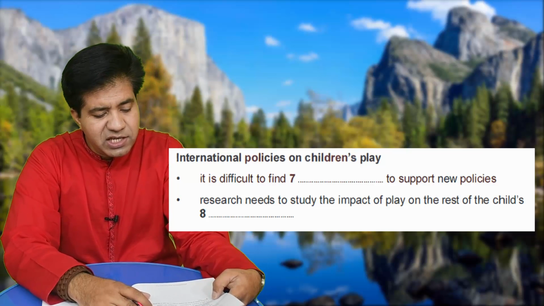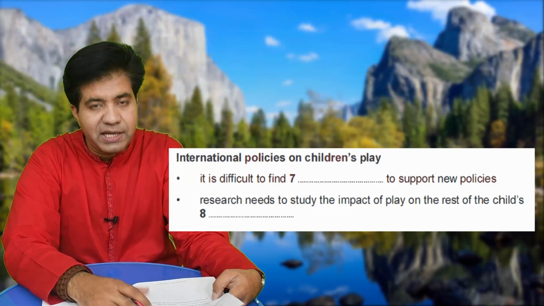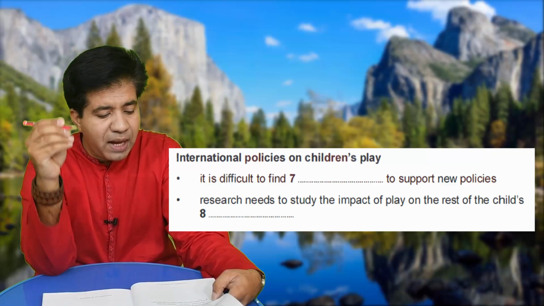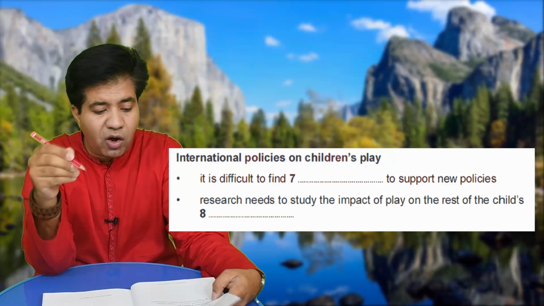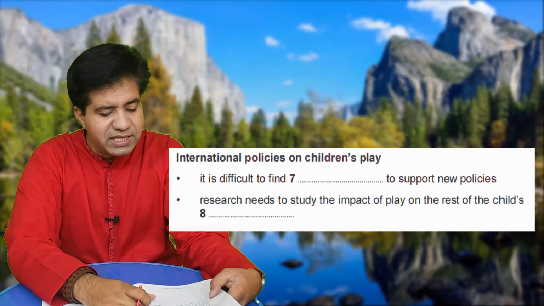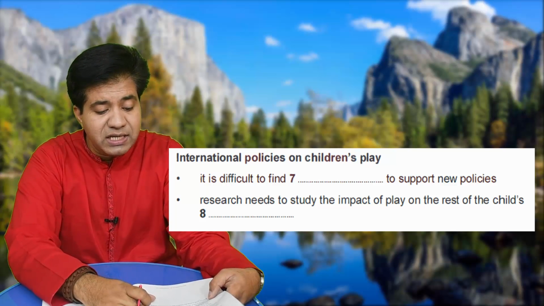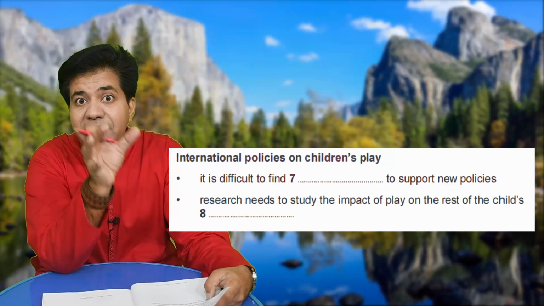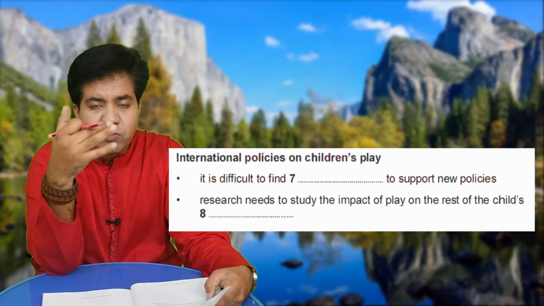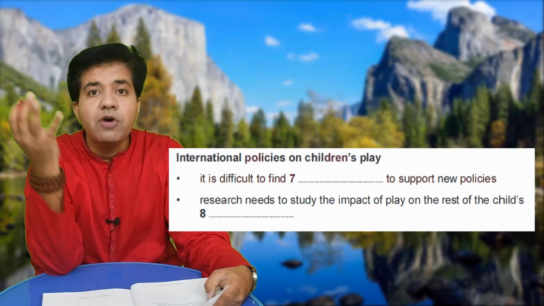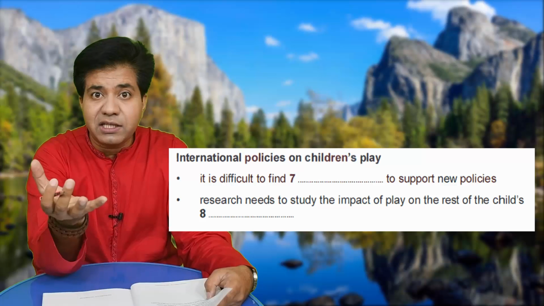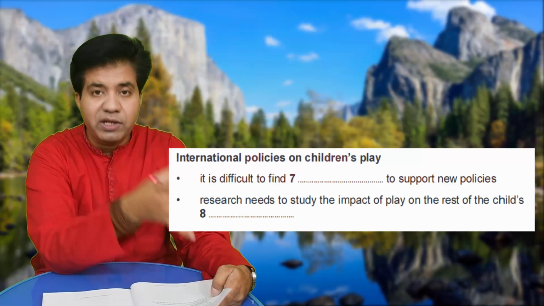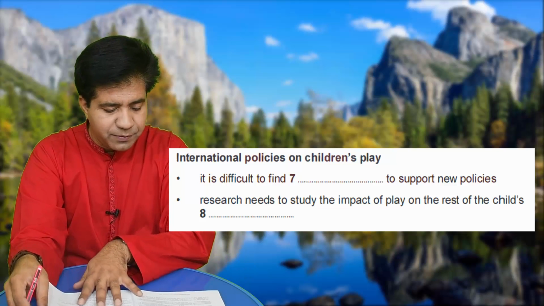Next is international policies on children's play. Now you have to first scan a paragraph where they talk about international policies on children's play. There they say it is difficult to find dash to support new policies. It is difficult. For difficult they might use any word. It is difficult to find. For to find they might use any other word. I'm telling you in a second. To support new policies. Now we'll go back and see what it is.